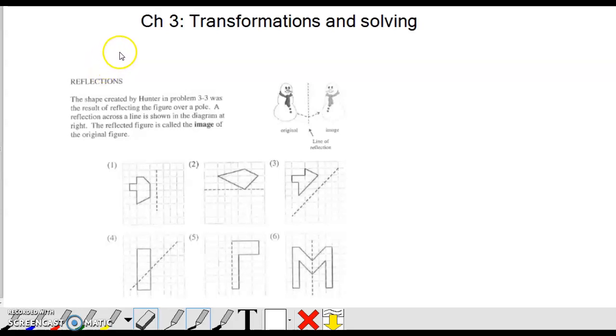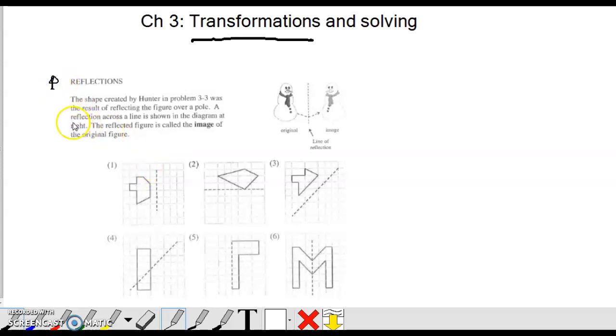All right, so chapter 3 is all about transformations and solving. So make sure that you copy down that title. And today what we're going to do is focus on transformations. Okay, and so one of the first transformations that we are going to deal with is reflections, right?